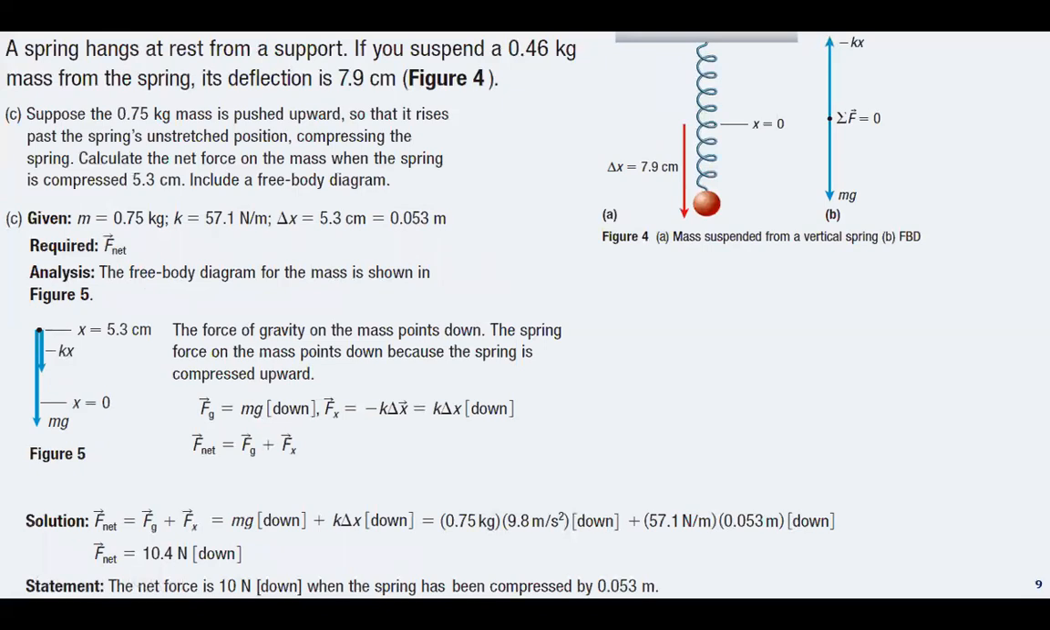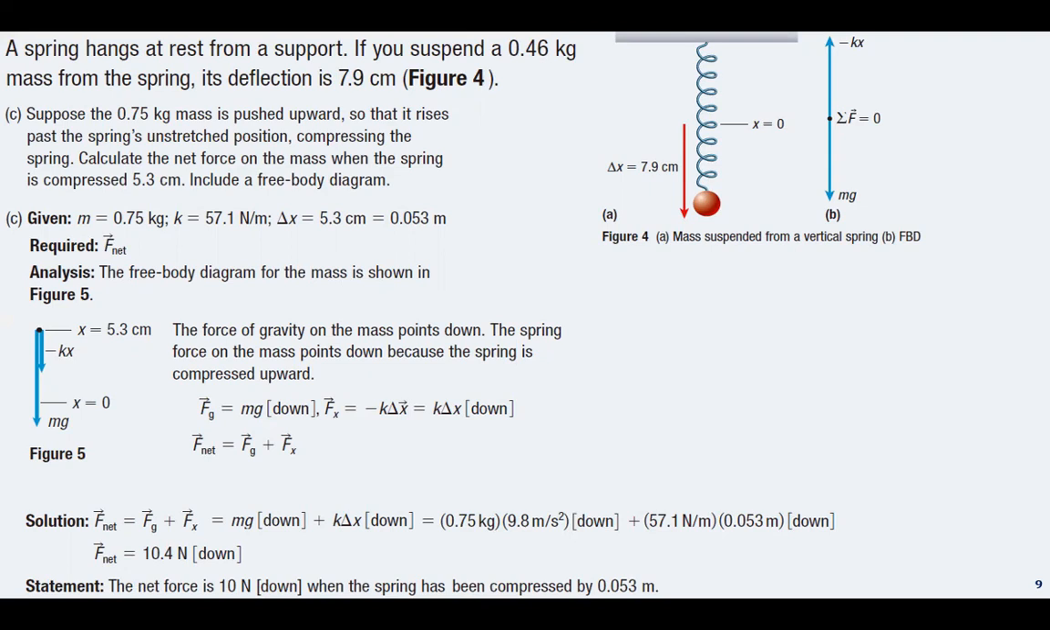First of all, we can draw a free body diagram for the mass, which is shown here in figure 5. The force of gravity on the mass points down. The spring force on the mass points down because the spring is compressed upward. So Fg equals mg down, Fx equals kx down. Then F net equals Fg plus Fx. Note here the direction is down.